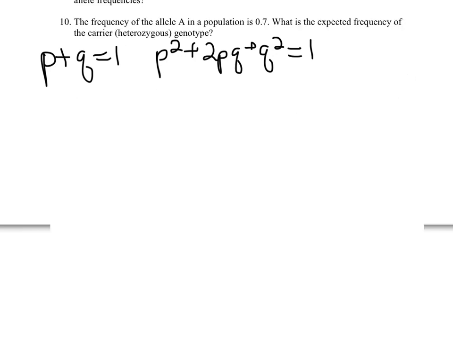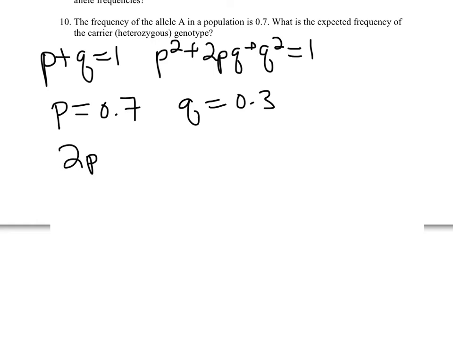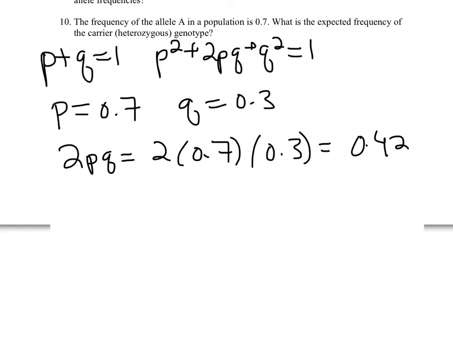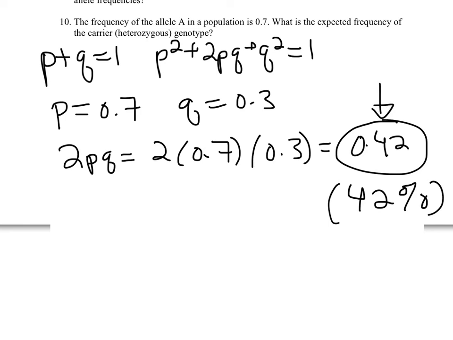If the frequency of allele big A in the population is 0.7, so 70% of the alleles are big A, what is the expected frequency of the carrier or heterozygous genotype? The frequency of big A is P equals 0.7, which means Q equals 0.3, because P plus Q equals 1. Heterozygote is 2PQ, so that's 2 times 0.7 times 0.3, and that's going to equal 0.42. So the frequency of the heterozygous genotype in the population is expected to be 0.42. That's 42%, but frequency is usually represented by the decimal.